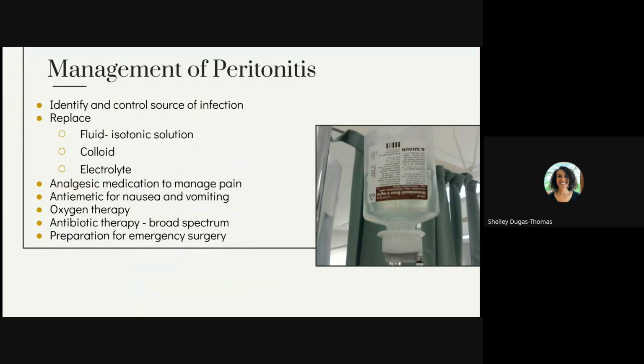So, infection control: identifying and eliminating the source of infection. Fluid and electrolyte replacement: administering isotonic fluids such as LR or normal saline, colloids, including albumin, and electrolytes. Symptom management comes through providing analgesics for pain management and antiemetics for nausea and vomiting. Supportive care could be supplemental oxygen therapy, medications, including broad spectrum antibiotic therapy, and surgical intervention, including emergency surgery if needed.